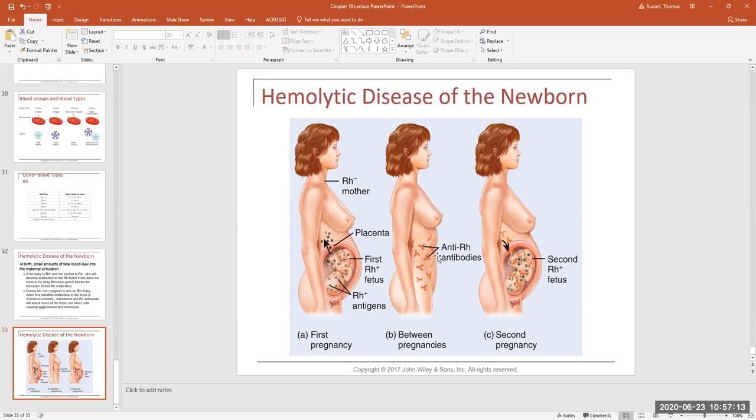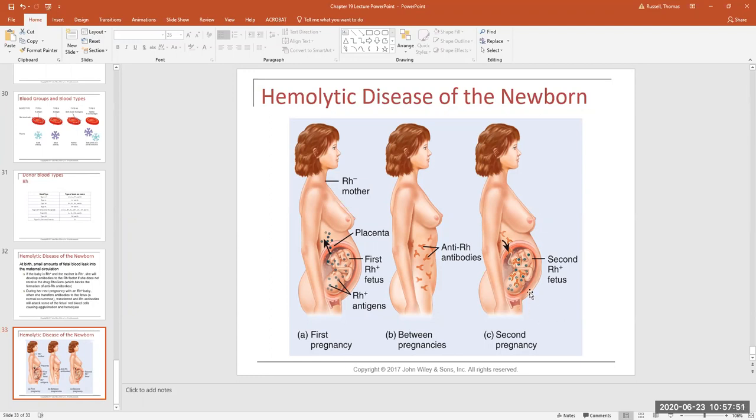Without Rogam, the mom's immune system starts to make anti-Rh antibodies. Those anti-Rh antibodies have the ability to cross the placenta and get from the mom's blood into the baby's blood. So guess what the anti-Rh antibodies do in the baby's blood? They destroy the baby's red blood cells. And the fetus, the unborn baby, gets very sick. The worst thing that can happen is a baby can die in utero and be stillborn. The best case scenario, the baby is born, but is sick.